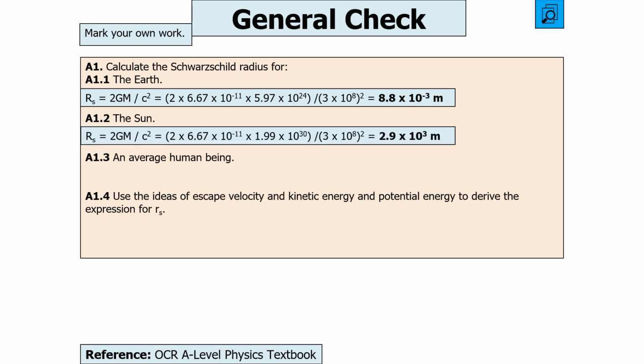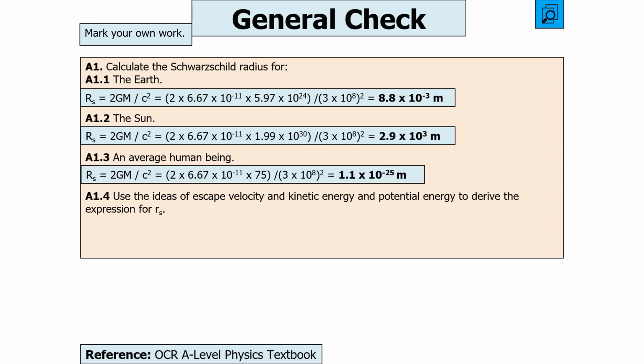Pop in all the values and you get your Schwarzschild radius out for the Earth, the Schwarzschild radius out for the Sun. Now, just to clarify, the masses of the Earth and the Sun are given on the equation sheet for AQA A-Level Physics. For an average human being, you're going to have to estimate what the mass could be, anywhere between 60 and 80 kilograms. I've used 75, so we get our answer out there. Now, how do we derive the Schwarzschild radius?